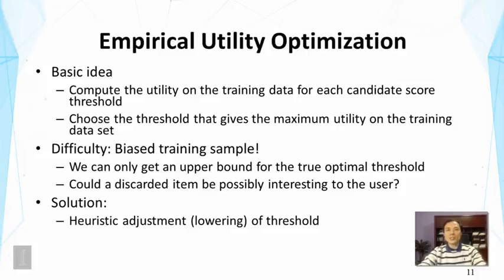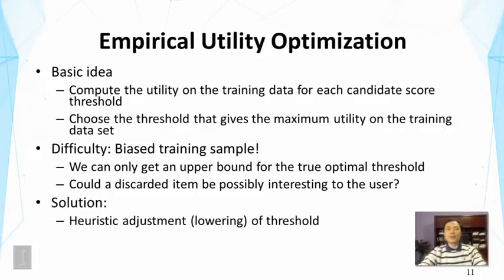Since these are training data, we can compute the utility, right? We know their relevance status, or we assume that we know the relevance status, let's say based on approximation of click-throughs, right? So then we can just choose the threshold that gives the maximum utility on the training data. Now, but this, of course, doesn't account for exploration that we just talked about. And there is also the difficulty of biased training sample, as we mentioned.